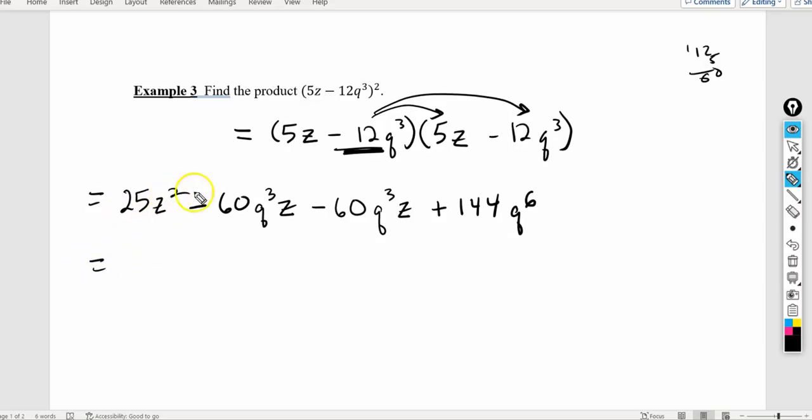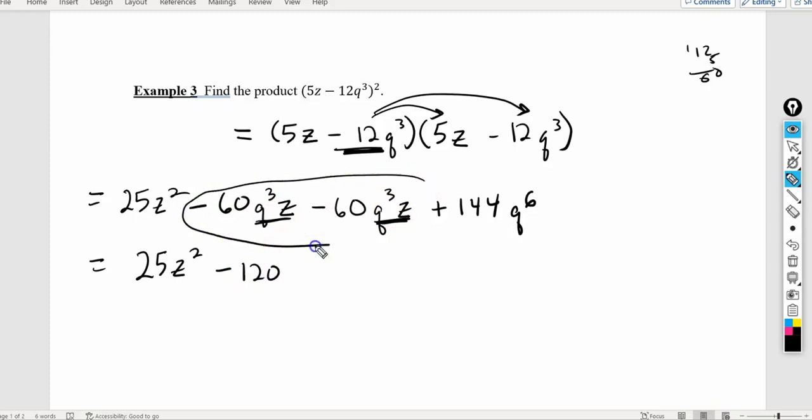So I have 25z squared. That's the only z squared term we've got. And notice that these are exactly the same. So if I'm going to combine them, you have to have the same letters and they have to have the same powers. So both of them are q cubed times z. Negative 60 minus 60 is negative 120. So I can combine these and they will be negative 120 q cubed times z. And then I have plus 144 q to the 6th.